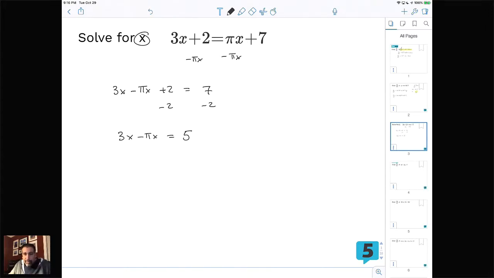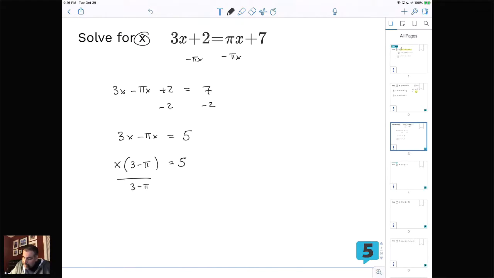And there we go. We're getting some great answers there, okay? That's exactly right. We're going to want to take out the GCF, the greatest common factor. So out pops the x. We've got x times 3 minus pi, and it's equal to 5. And now from here, how do we get x alone? Well, we're just going to divide by the factor 3 minus pi.